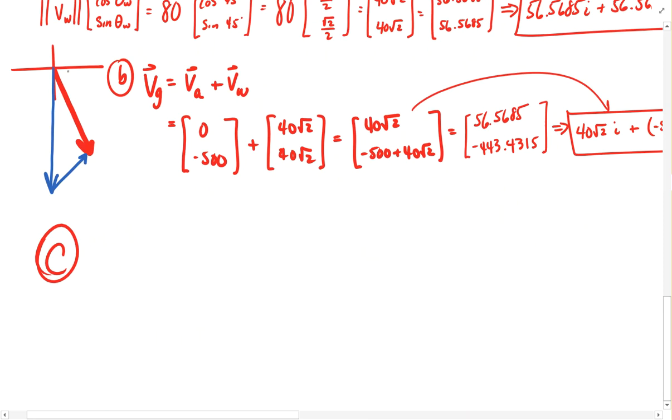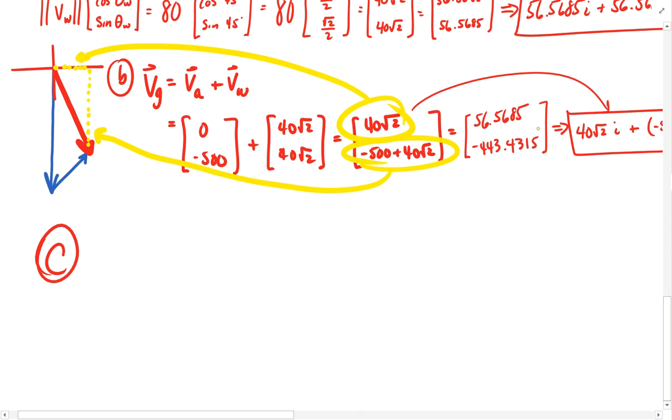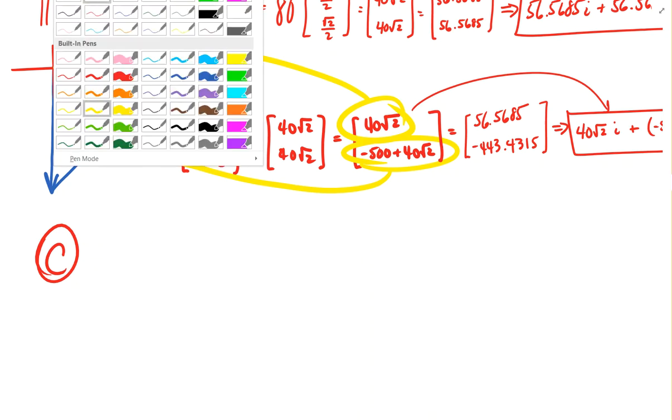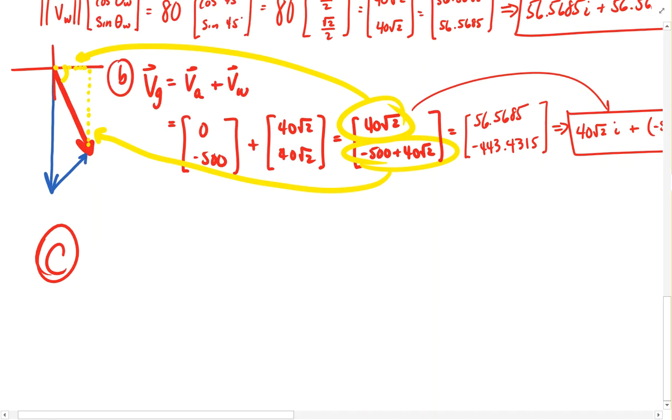Now, the length of the vector is actually quite easy to compute. This one's pretty straightforward because we now know the horizontal component and the vertical component. The 40 root 2 is our horizontal component of this vector, and the negative 500, or let's call it the negative 443 right now, that's our vertical component. And with right triangle trigonometry, we've got an opposite and an adjacent side, so tangent or cotangent would be appropriate along with our Pythagorean equation to solve for the pieces that we need. But again, let's go after the diagonal first, the length of the hypotenuse.